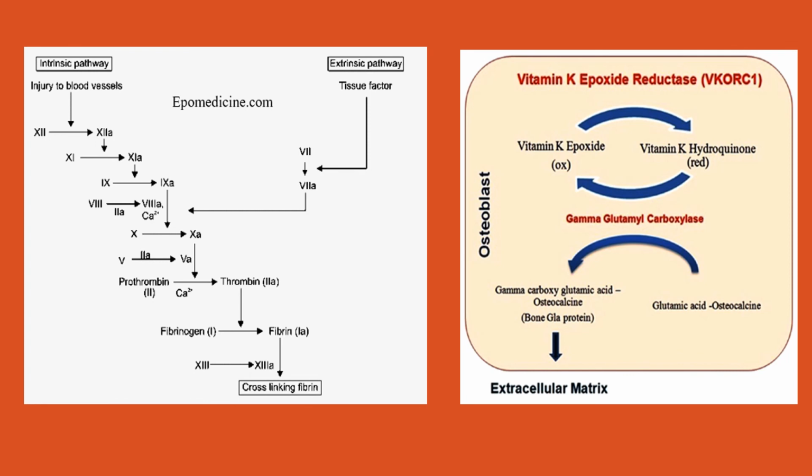So by this we can explain that in case of obstructive jaundice, there will be less absorption of vitamin K. So there will be less functioning of the vitamin K dependent coagulation factors, and as a result of that the patient will have bleeding tendencies.